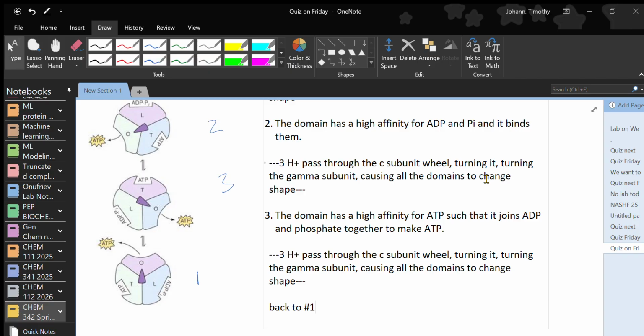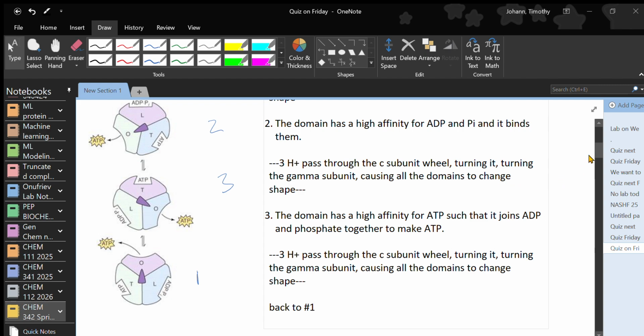We'd start with, what have we got here? Tight binding to make ATP was number 3, right? So if we were doing blue, this would be 3. This would be 1, right? It's being released. This would be 2. So we're just offset.